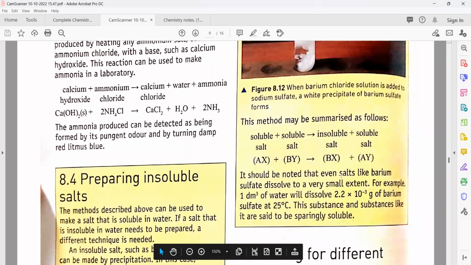It should be noted that even a salt like barium sulfate dissolves to a very small extent. For example, 1 decimeter cubed of water will dissolve only 2.2 × 10^-3 grams of barium sulfate at 25 degrees Celsius. This substance and substances like it are said to be sparingly soluble, meaning not totally soluble, or partially, very little soluble.